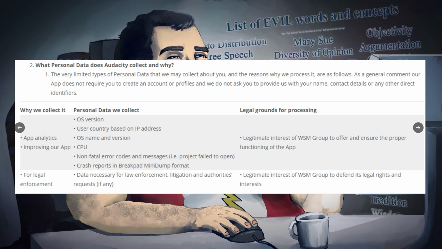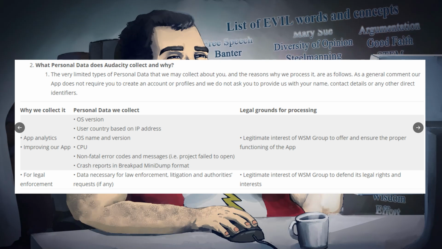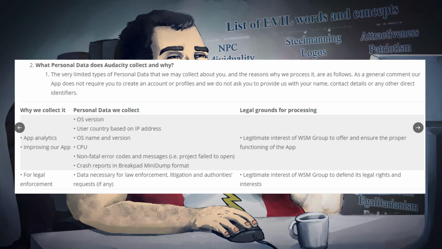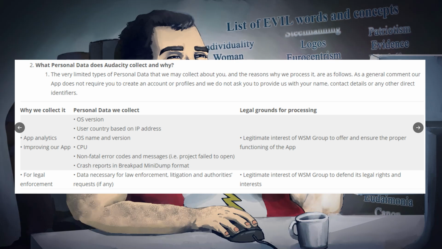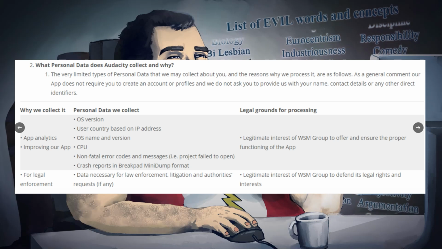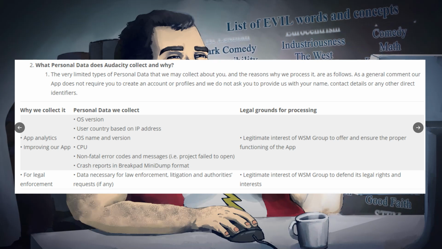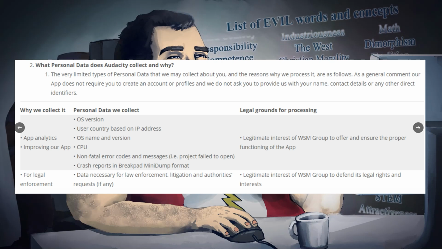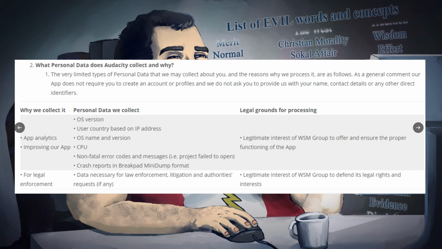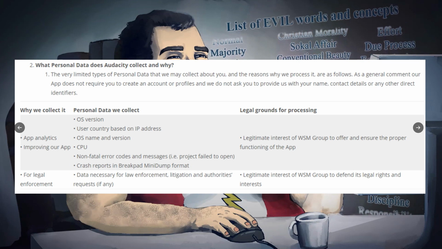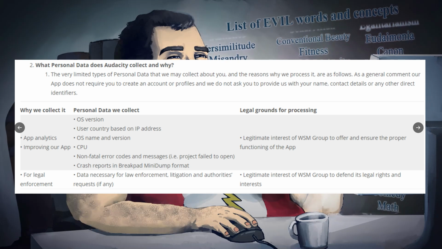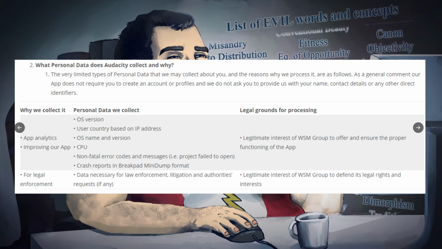What personal data does Audacity collect and why? They'll collect your operating system version, your country based on your IP, details about your computer, non-fatal error codes and messages, and crash reports. The IP is a bit sketchy, but this is pretty normal for most programs. However, they also collect for legal enforcement, data necessary for law enforcement, litigation, and authorities' requests, if any. What does that mean? Well, nobody knows.